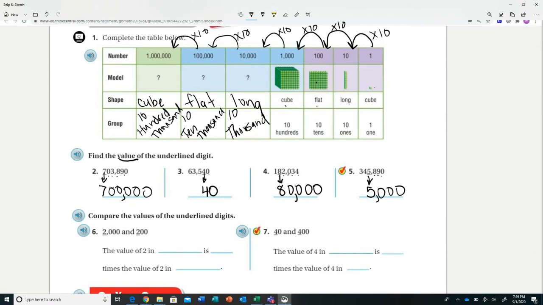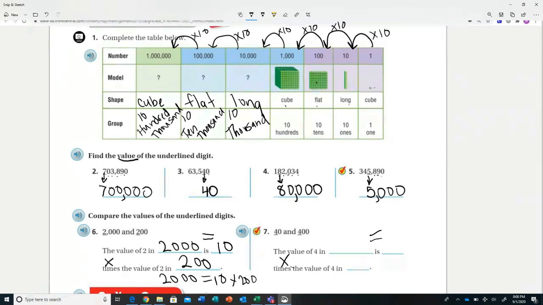Compare the value of the underlined digits, 2,000 and 200. So a couple things here. The word "is" is going to mean equals. The word "times" is going to mean times. Is equals, times multiplication. So the value of 2 in 2,000 is 10 times the value of the 2 in 200. And that is just another fancy way to say that 2,000 equals 10 times 200. So that is the actual number sentence for what you are describing up here.